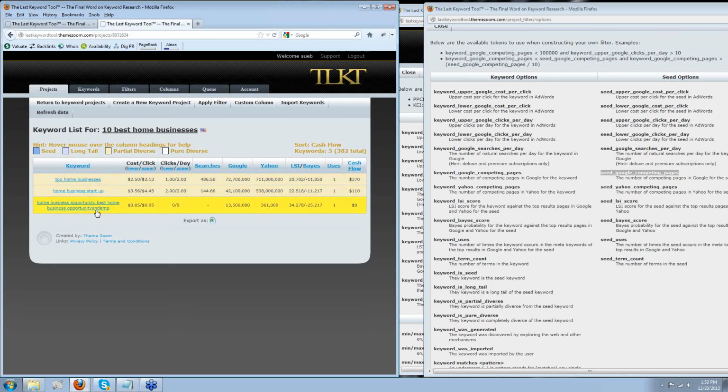Let me just drop that filter in for you guys. And this is the article filter. I've just got the cash flow column going on. Are there any questions about that? Or something related?